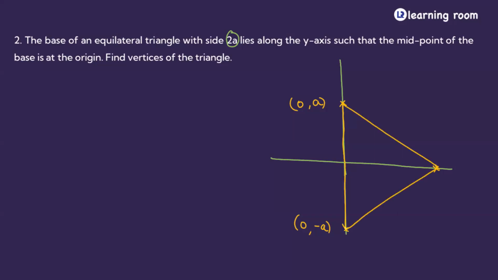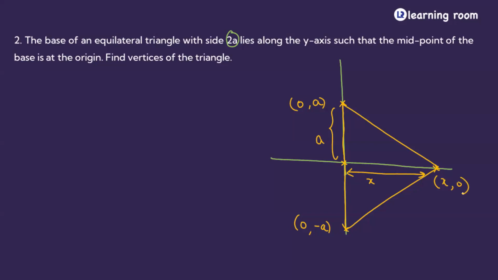If I join them like this, find the vertices of the triangle. We have already found 2. The third vertex is what is supposed to be found. Since this distance is A, let me call this distance x, so that this point is going to be x, comma 0. Once I find the value of x, I'll replace it with that value.